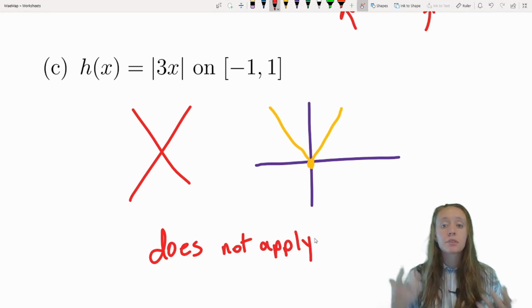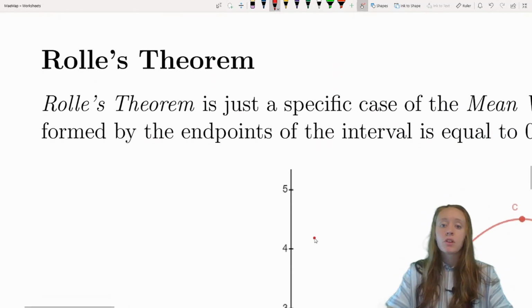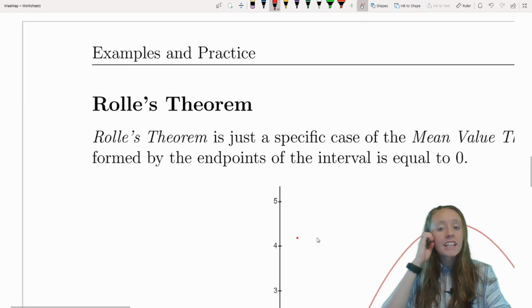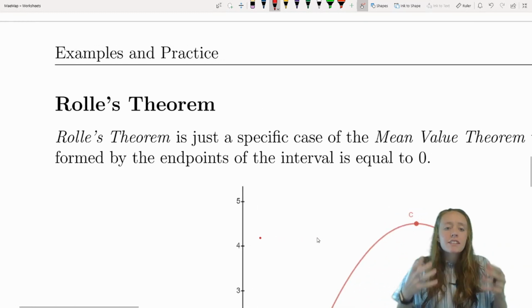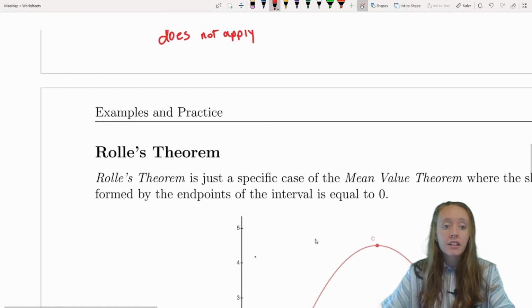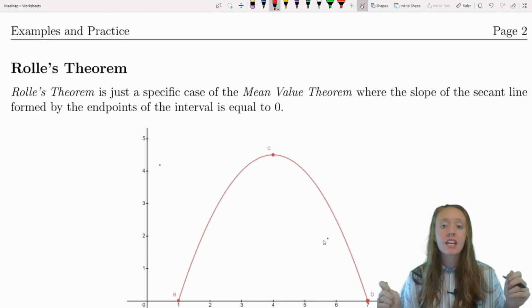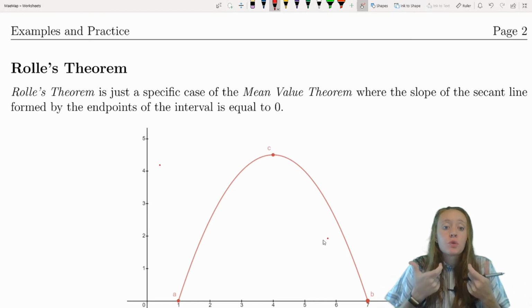So we are unable to find c. Let's move on now to Rolle's theorem. Now Rolle's theorem, I like to think about as more of just a specific case of the mean value theorem, where the slope of the secant line formed by the endpoints of the interval is equal to 0.